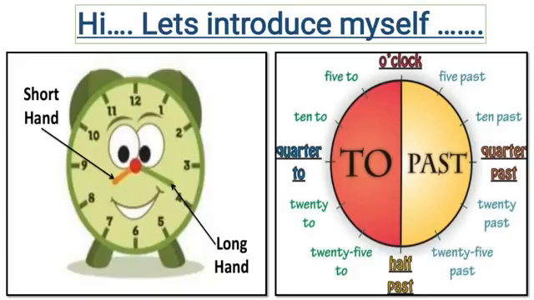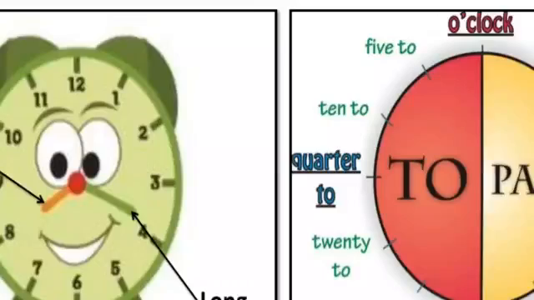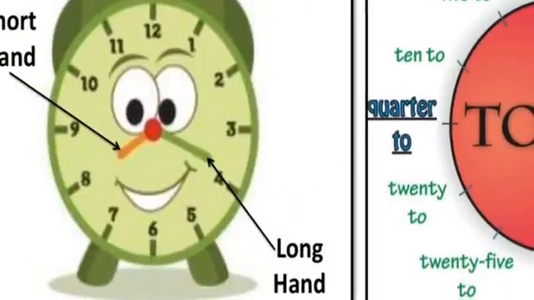Now here you see in this slide the clock is drawn and you see the two hands. The yellowish one and the greenish one is the big hand, that is the long hand, and this is the short hand. The short hand shows the hours and the long hand shows the minutes.